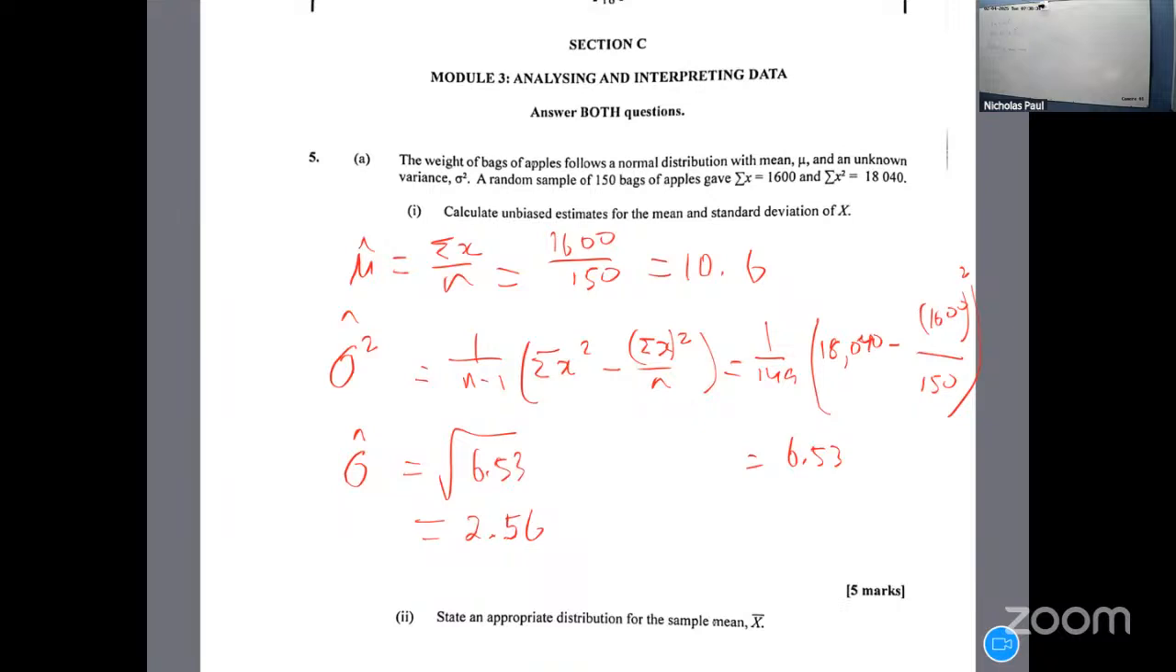To get the standard deviation, you have to square root it, right? And then the last part underneath, X bar follows a normal distribution with mean 10.6 and variance 6.53 on 10. Remember it's sigma squared on n, right? So it's 6.53 on 10. That's the distribution of the sample mean.